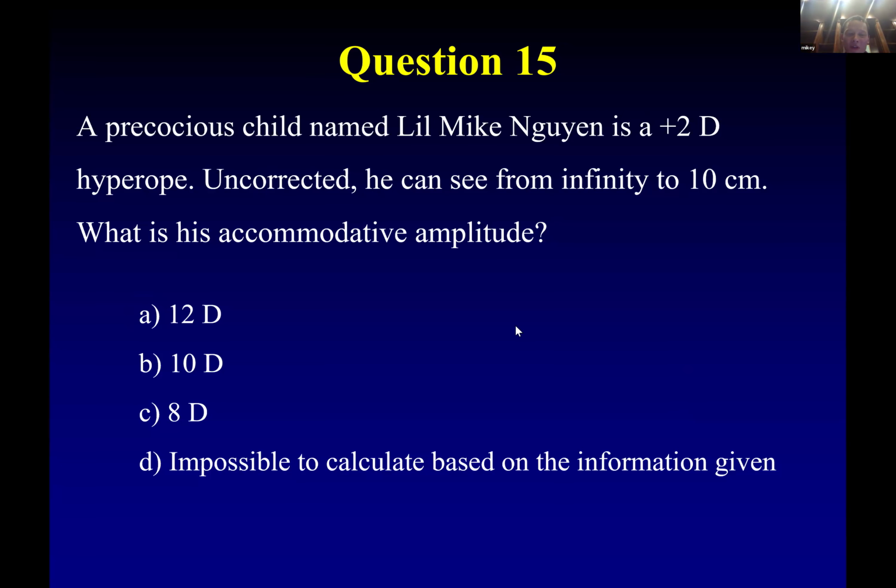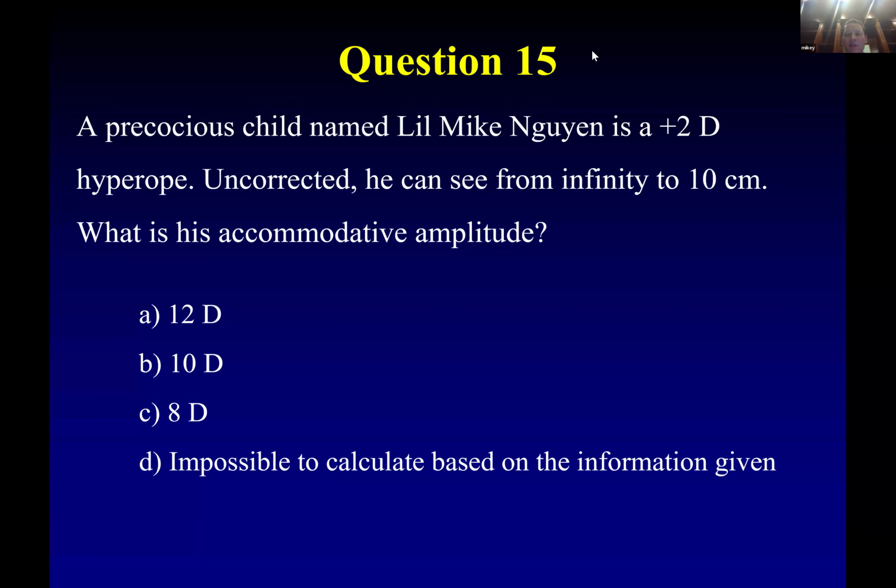So in the question, I'm giving you that little Mike is a +2 hyperope. Someone asked about cycloplegic or manifest. Usually they won't make that distinction in this type of question, but there are like 5 different types of hyperopia, a kind of confusing concept, so I might just leave that for now because it's just going to confuse you. They'll just probably tell you hyperope, myope, emmetrope, that sort of thing. So I'm telling you it's a +2 hyperope, and then uncorrected, he can see from infinity to 10 centimeters.